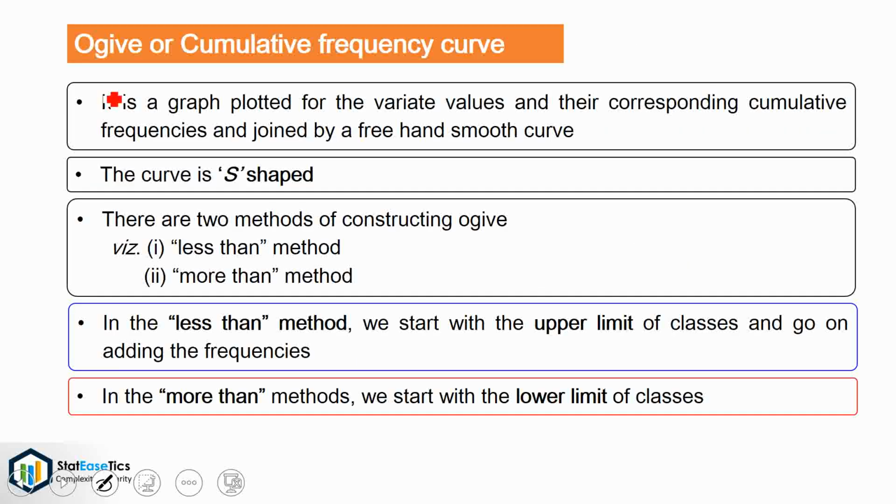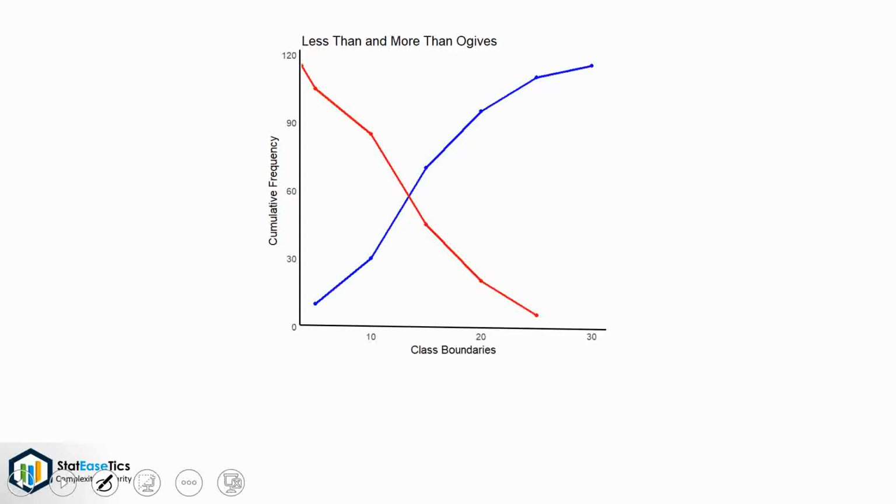Ogive or cumulative frequency curve: it is a graph plotted for the variate values and their corresponding cumulative frequencies and joined by a freehand smooth curve. The curve is S-shaped. There are two methods of constructing ogive, less than and more than method. In the less than method, we start with the upper limit of classes and go on adding the frequencies. And in the more than method, we start with the lower limit of the classes. So this is the plot of less than and more than ogives.